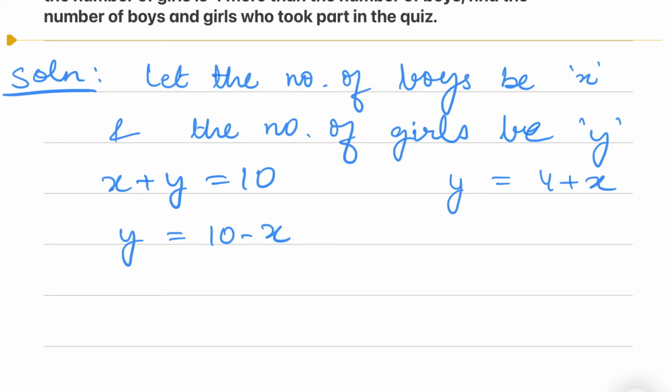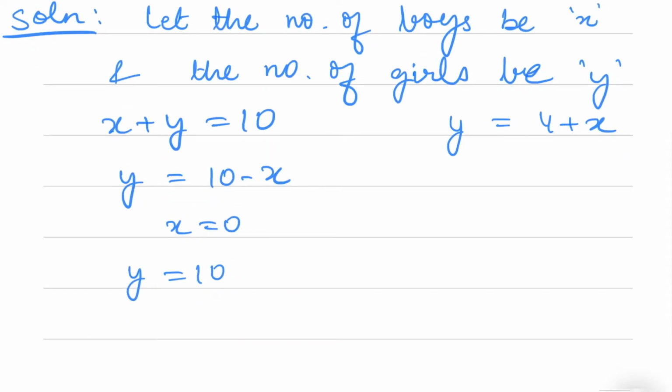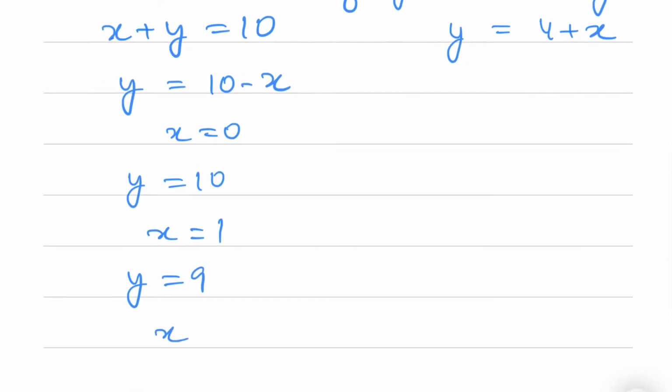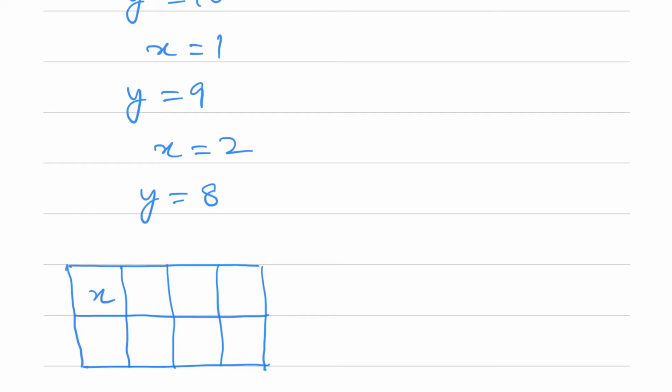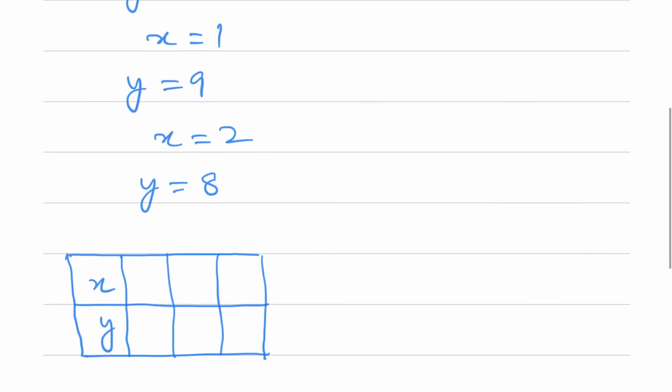Now let's find out the coordinates, because we have to solve these equations graphically. So if my x is equal to 0, then y is equal to 10. If x is equal to 1, then y is equal to 9. And if x is equal to 2, y is equal to 8. So I got the three coordinates. Let's put it in table form. So we have x here and y here. So x I took as 0, 1 and 2, and y I got as 10, 9 and 8.